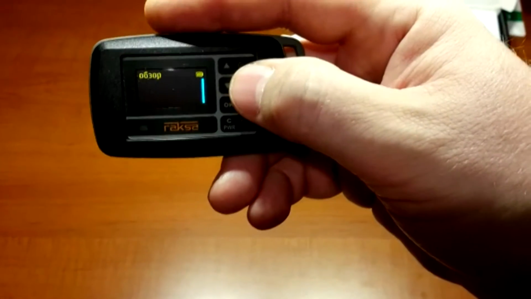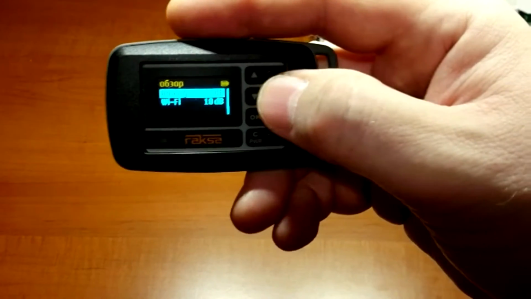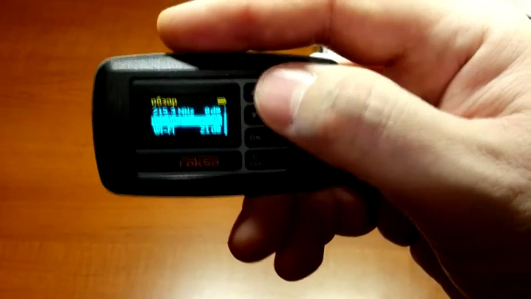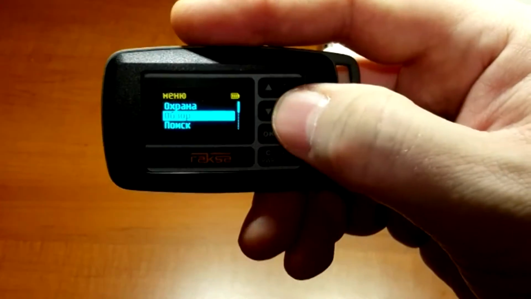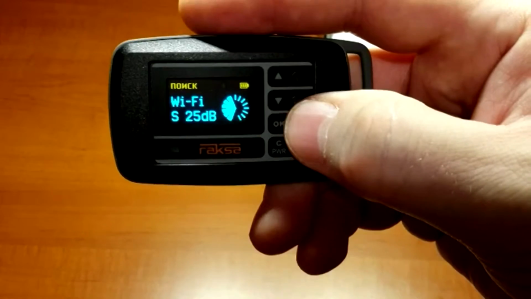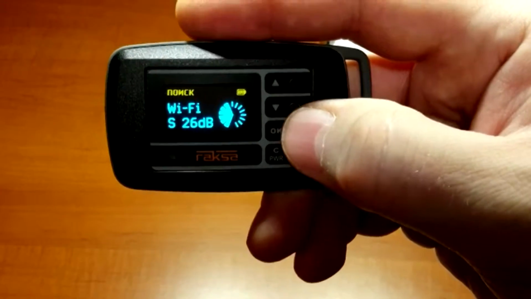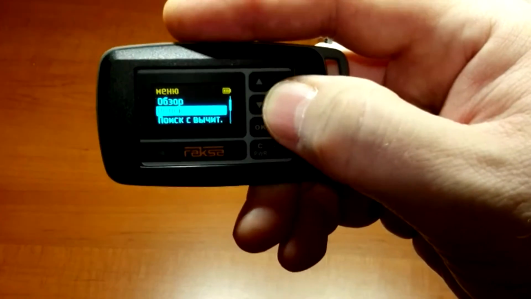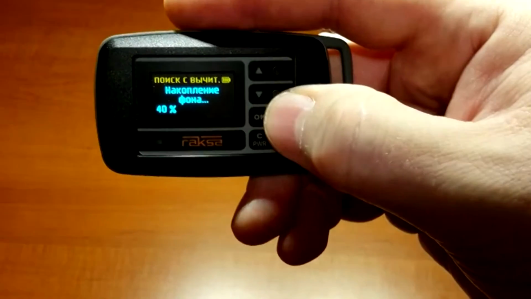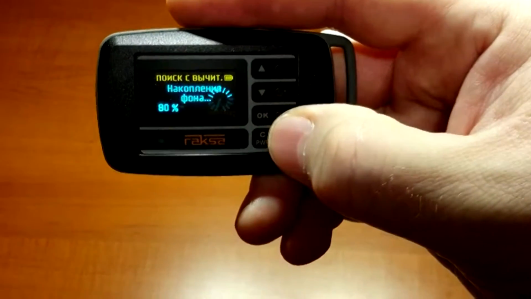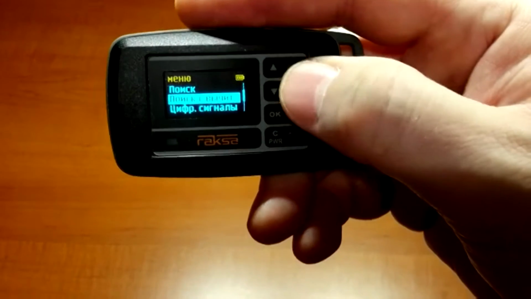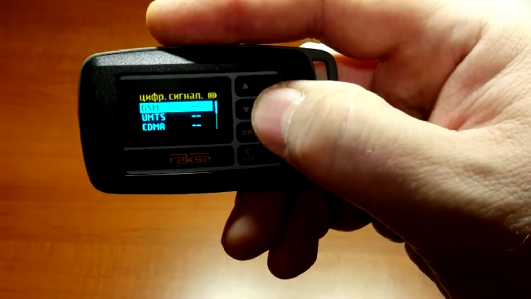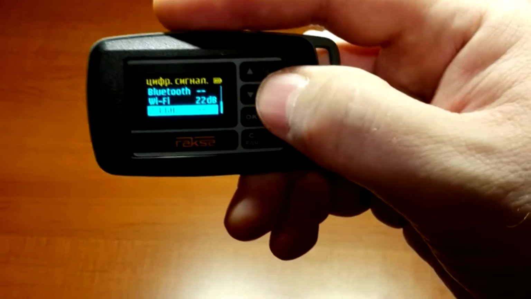Sweep mode is used to view signals that currently take place at this particular point. They are least structured. For locating bugs, use search mode, indicating highest signal level at a given point. To search in the conditions of high background radio signals, use different search mode. In the mode of digital signals, there are displayed those digital signal levels detected at this point.